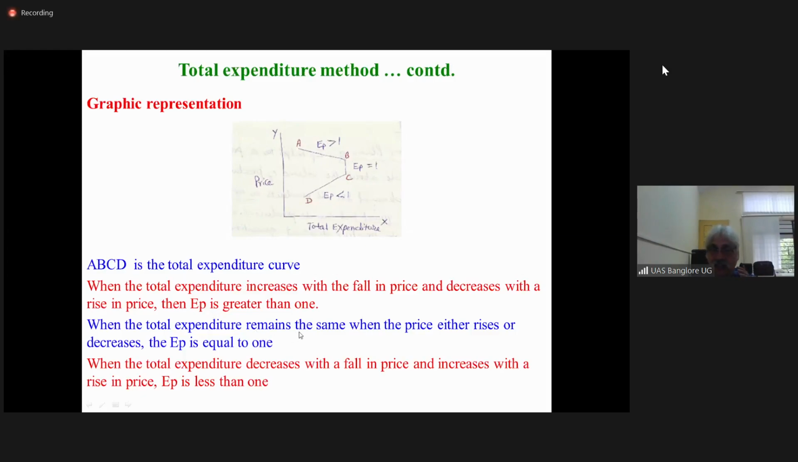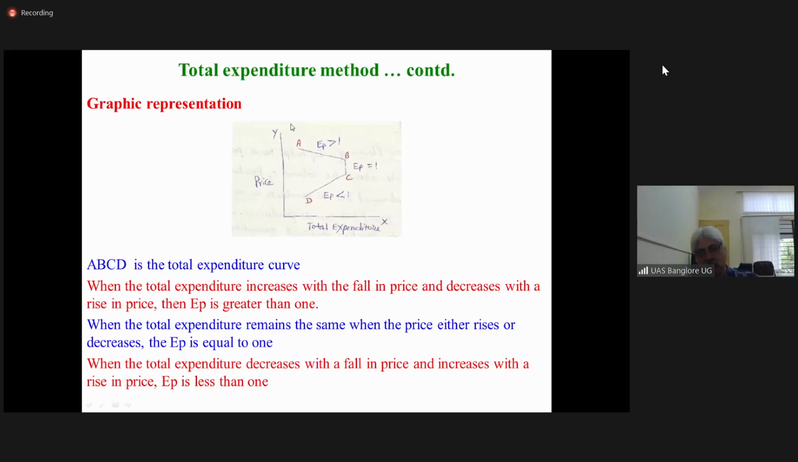When the total expenditure remains the same, when the price either rises or decreases, here in this portion, whether the price increases or decreases, the total expenditure remains the same. EP is equal to 1. When the total expenditure decreases with a fall in price, or increases with a rise in price, EP is less than 1.